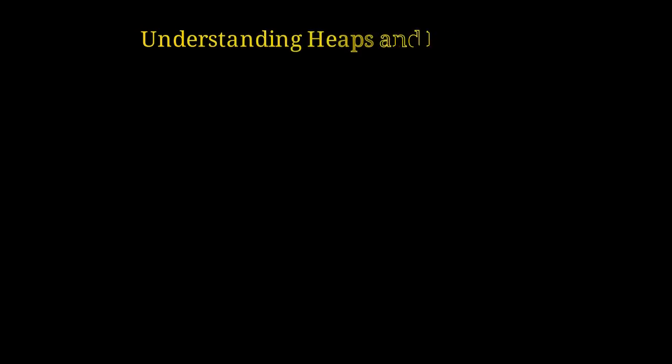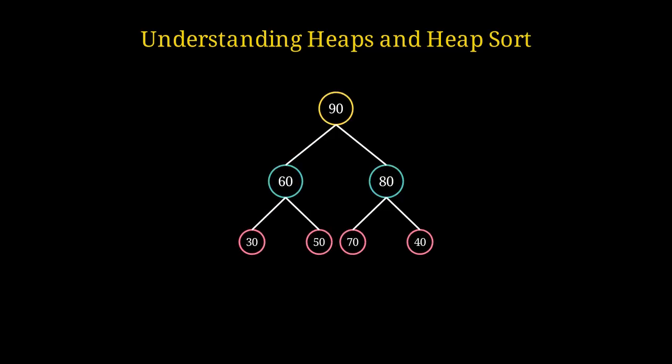Let's explore heaps, a fundamental data structure used in priority queues and efficient sorting. This is a max heap, a complete binary tree where each parent is greater than or equal to its children. A heap is a special complete binary tree with a specific ordering property.